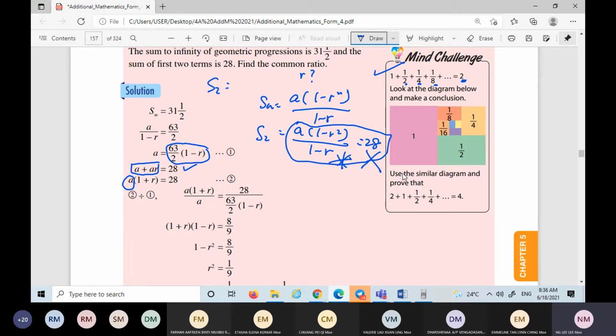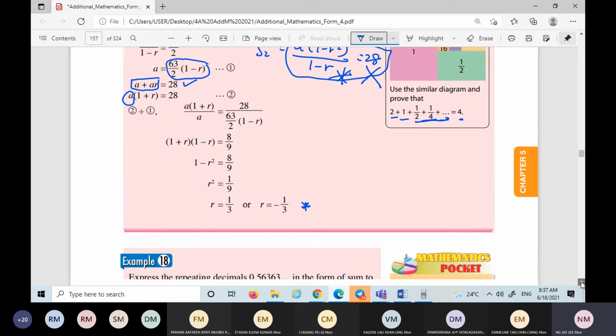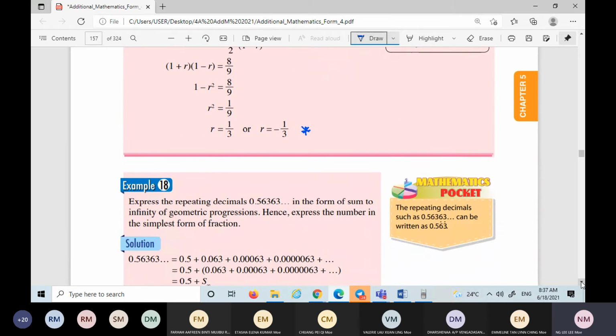So you can use a similar diagram and then prove this also. You start with 2 and then 1, and then this one will add up with 1, so 1, 2, 3, 4 altogether will be 4. This example is quite fun, this diagram. It lets you imagine.